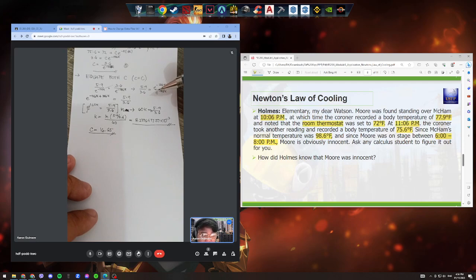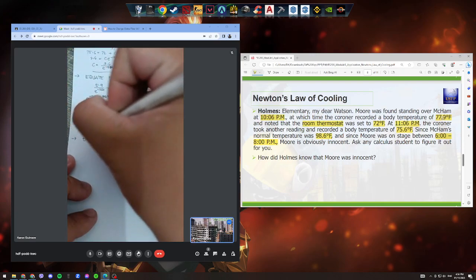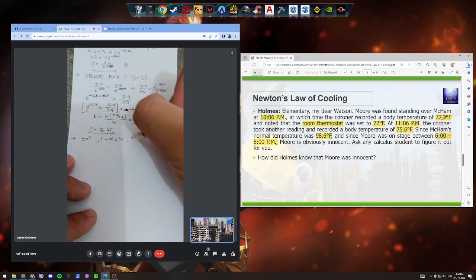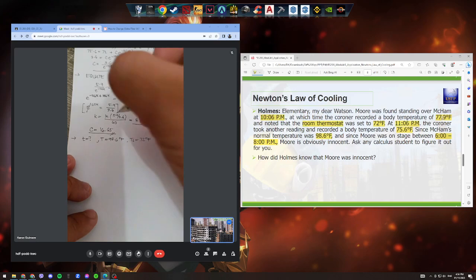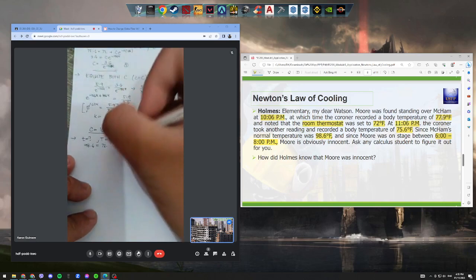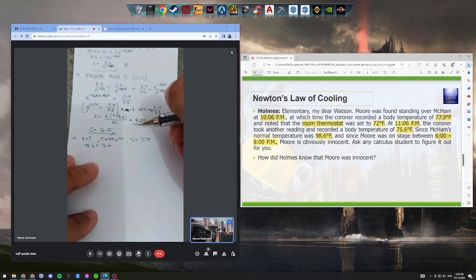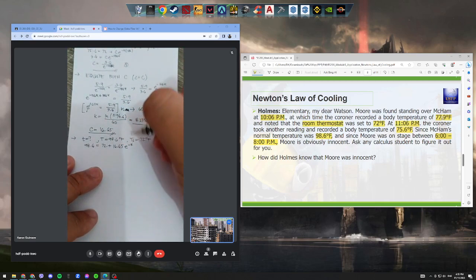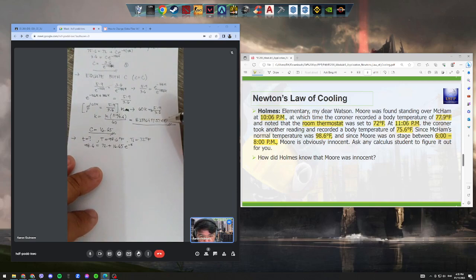The temperature went from 98.6 to 77.9 degrees. What is required is time. The T is 98.6 degrees Fahrenheit, and the surrounding is still 72 degrees Fahrenheit. So we simply substitute: 98.6 equals 72 plus, since C is 16.65, e to the power of negative kt.